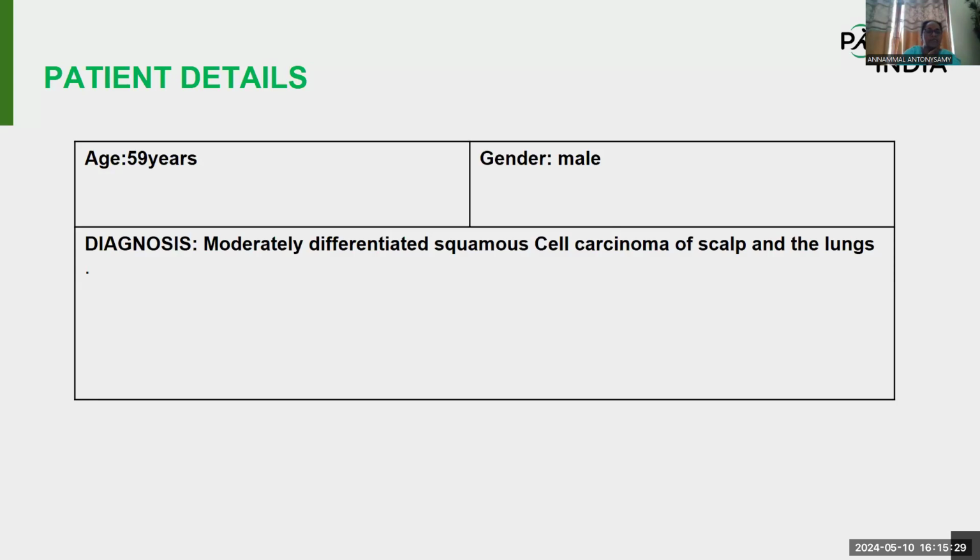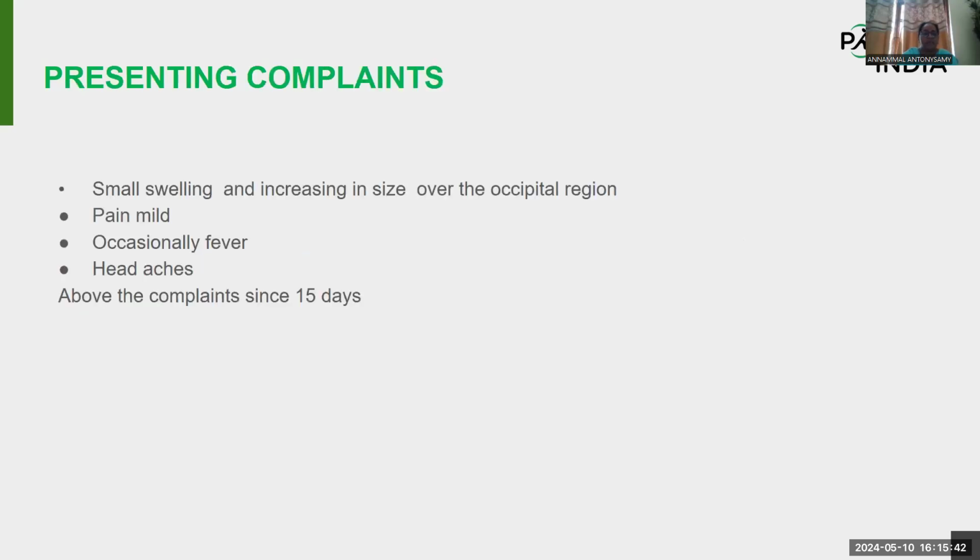My patient is 59 years old, male, diagnosed with moderately differentiated squamous cell carcinoma of scalp and the lungs. The presenting complaint he came to our center with was a small swelling increasing in size over the occipital region, with mild pain, occasionally fever. He also had headaches. These complaints were present since 15 days.